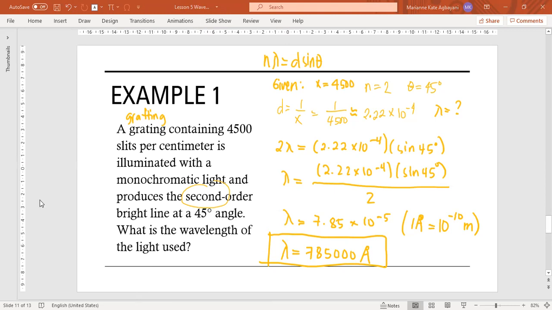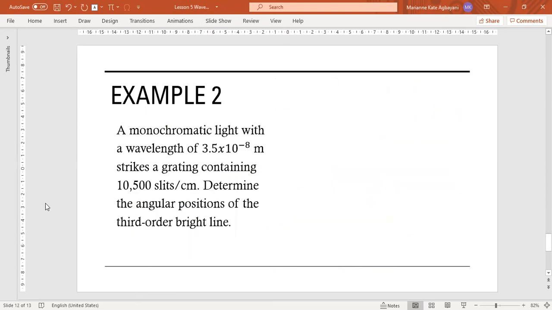So let's proceed with the next one. We have here example number 2. A monochromatic light with a wavelength of 3.5 times 10 to the negative 8 meters strikes a grating. Okay, wait. Grafting or grating, that is the same thing.